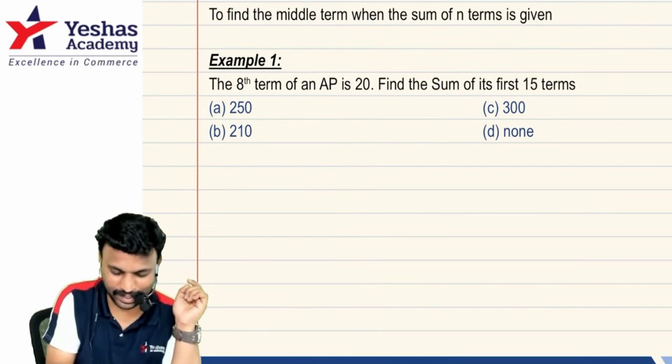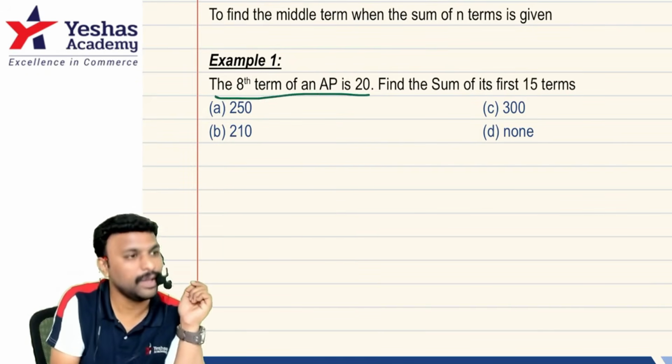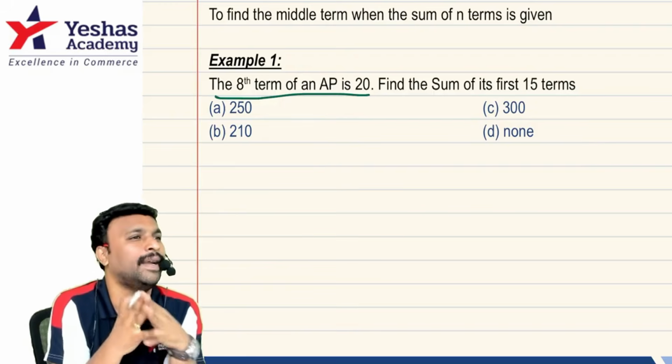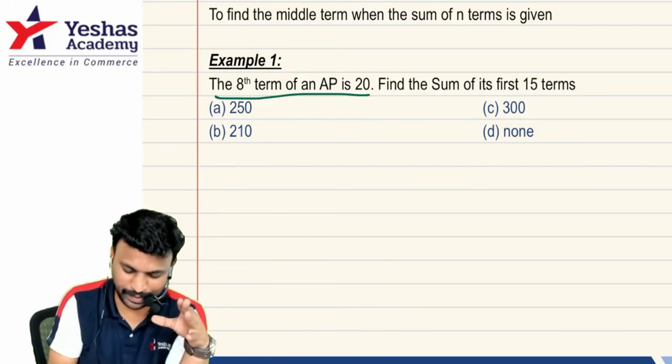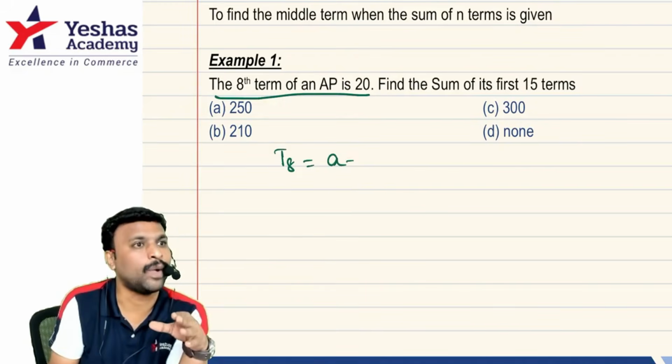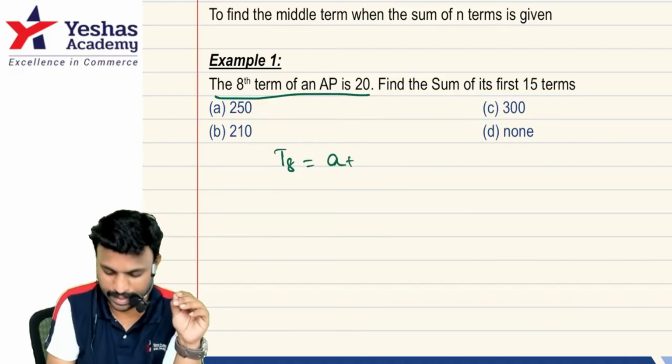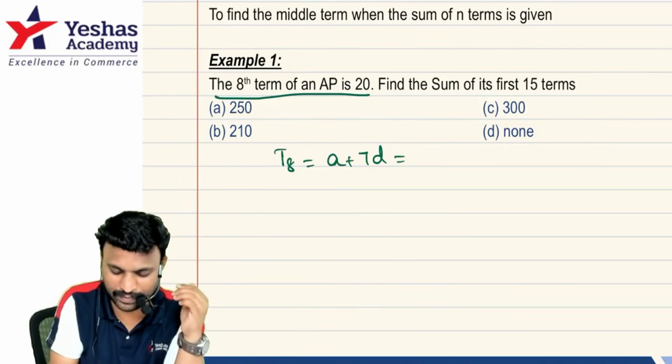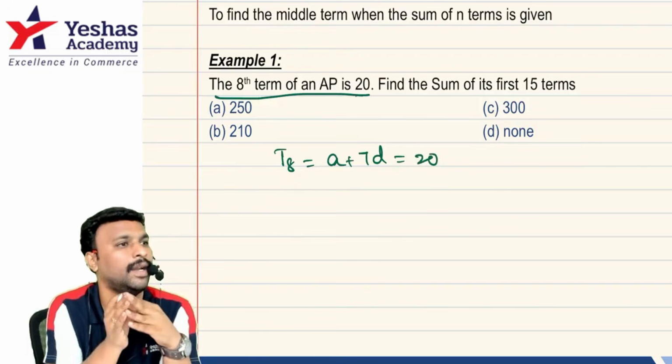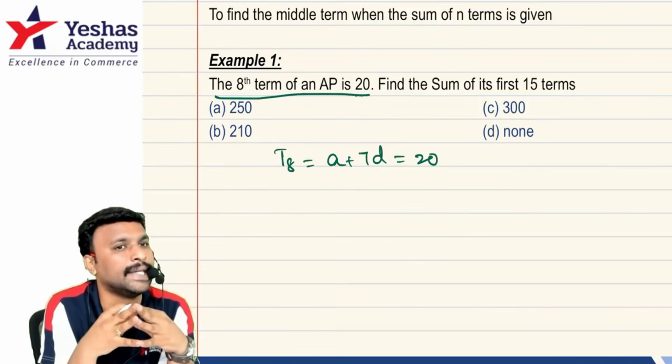Okay, please look at this. What is given to you? Eighth term of an AP. Tell me, what is the eighth term of an AP? A plus. What's the coefficient of D in the eighth term? 7d. What is that equal to as per the question? 20. Are you getting it?